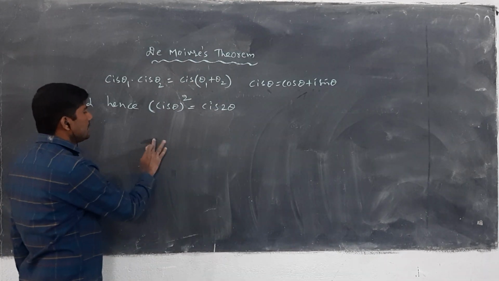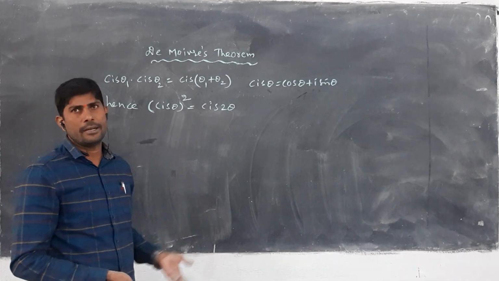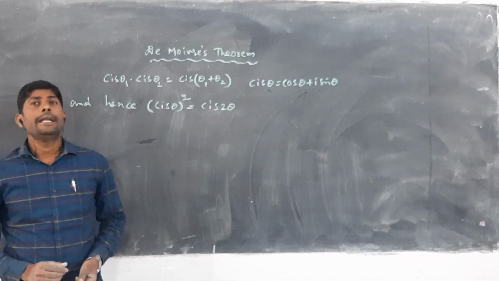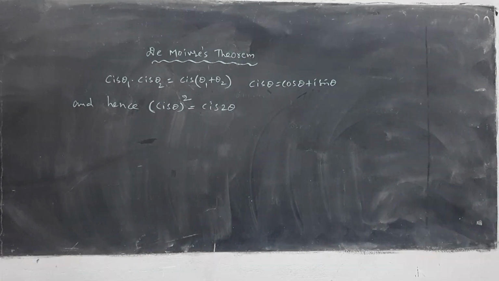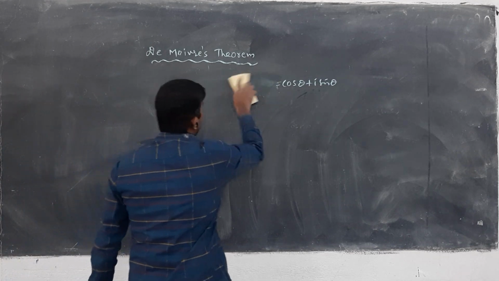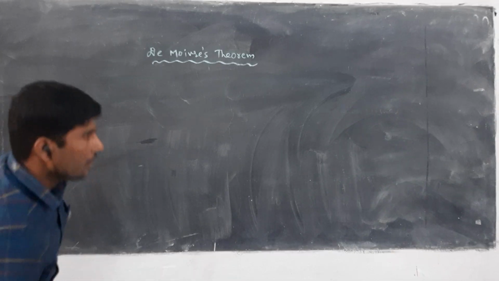So De Moivre's theorem has two types: integral index and non-integral index. First of all, I will explain De Moivre's theorem for integral index.